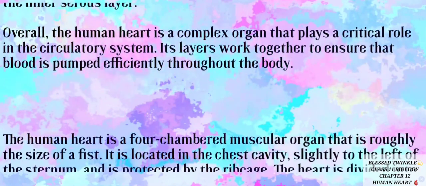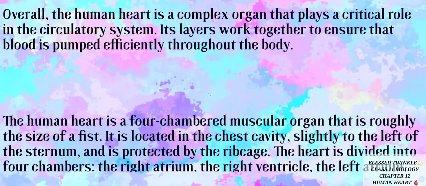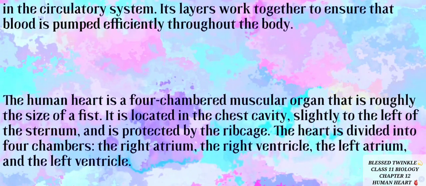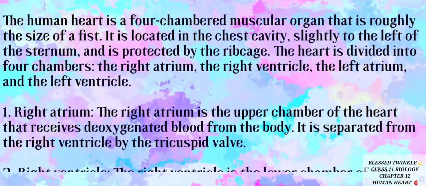Overall, the human heart is a complex organ that plays a critical role in the blood circulatory system. Its layers work together to ensure that blood is pumped efficiently throughout the body. Okay, these were the roles of the layers. Now we are going to discuss the chambers.